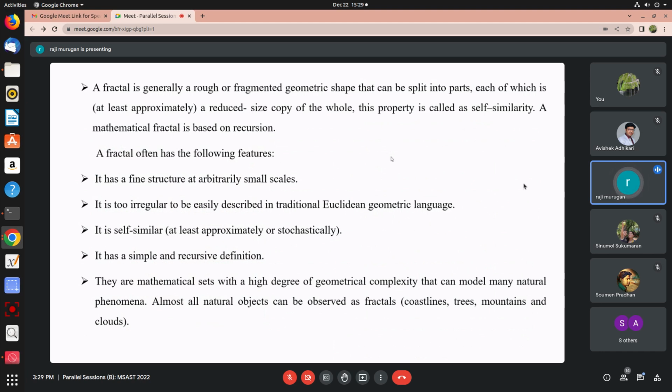A mathematical fractal is based on recursion. It has some features. It has a fine structure with arbitrarily small scales. It is too irregular to be easily described in traditional Euclidean geometric language. It is self-similar. It has a simple and recursive definition. They are mathematical sets with a high degree of geometrical complexity that can model many natural phenomena.